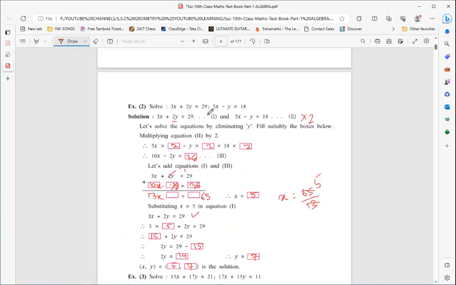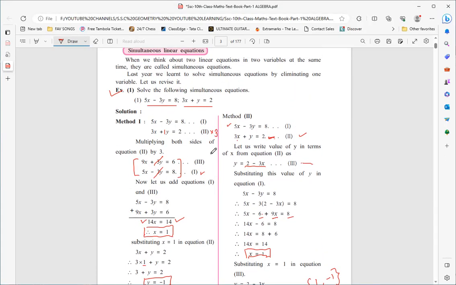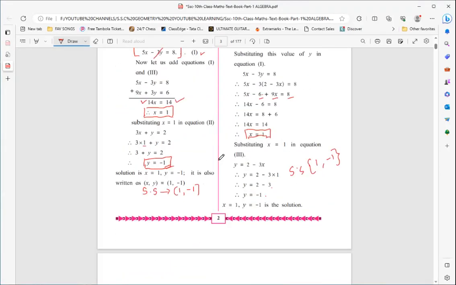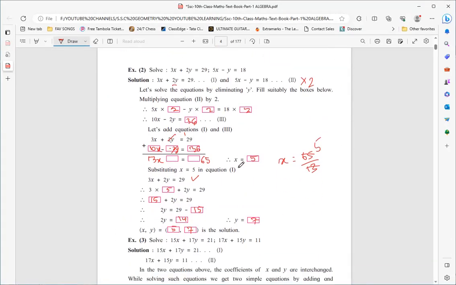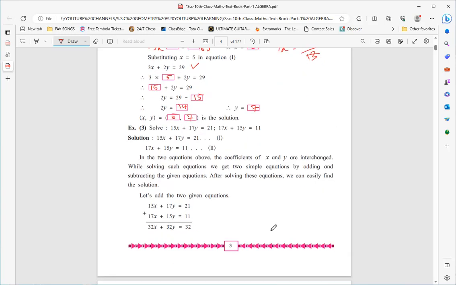This method that you use is called the elimination method. Okay, then coming to example 2, we have understood that. Now solve example 3. This one is a little bit of a different type of equation. You can see that 15x plus 17y equal to 21 and 17x plus 15y equal to 11. So we call this equation number 1 and this equation number 2.